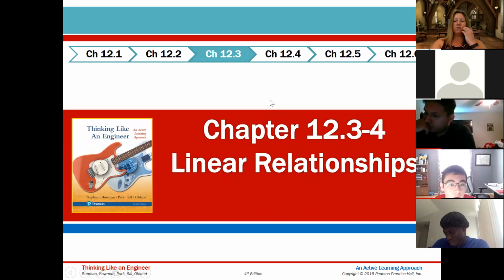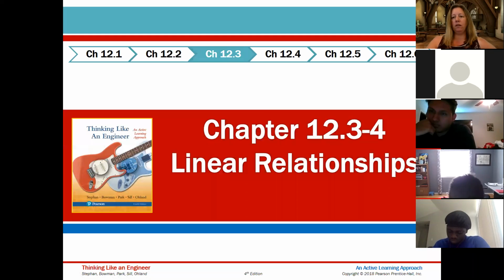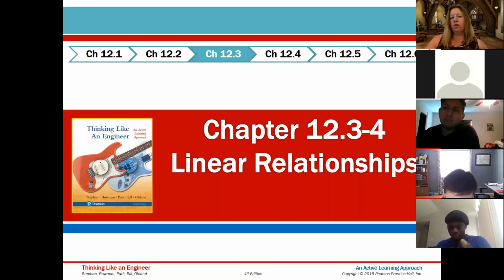Okay, so I want to get into chapter 12 a little, which we took out of the curriculum, but I think it's really important for you if you are going to be an electrical engineer or are really interested in electrical concepts: looking at the linear relationships that occur with electrical devices and the power in that.